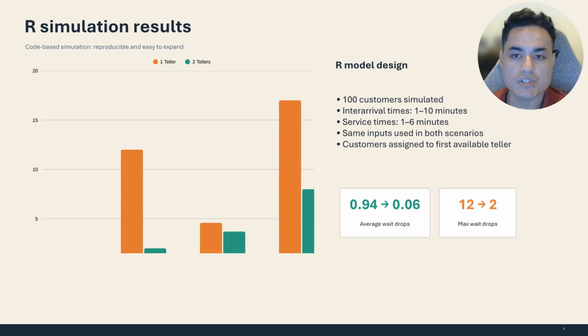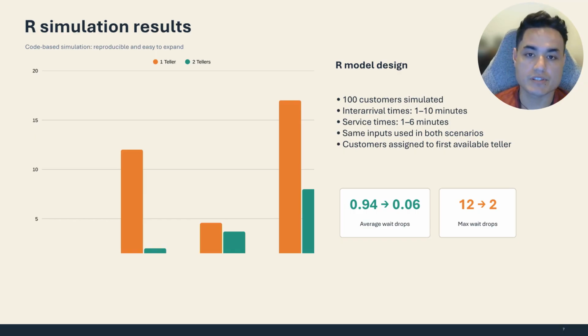The R simulation was the code based version of our model. It allowed us to build the simulation using programming logic, which made the model repeatable and easier to modify. In R, we simulated 100 customers. Inter-arrival times were randomly generated from 1 to 10 minutes, and service times were randomly generated from 1 to 6 minutes. The same arrival and service times were used in both the one teller and the two teller scenarios to keep the comparisons fair.